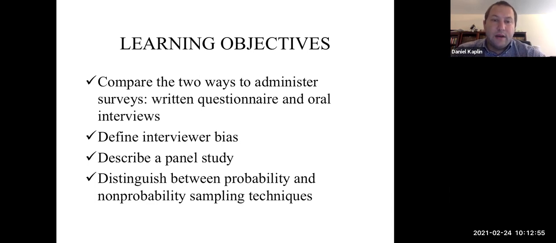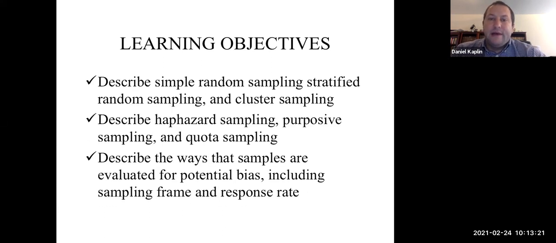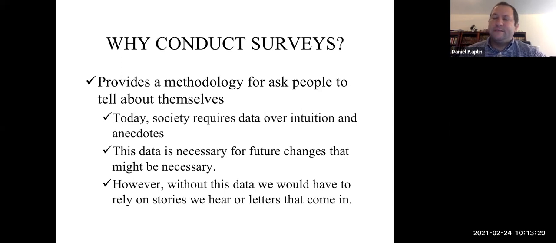Then we're going to compare how to administer surveys, whether it be in the written form or the oral form. We'll talk a little bit about interviewer bias, what a panel study does, and then, as I said, I'm not going to include it in this video, but I'm going to make a separate video that talks about the differences between probability and non-probability sampling, and then these three subtypes of each and various biases. All right, so let's begin.